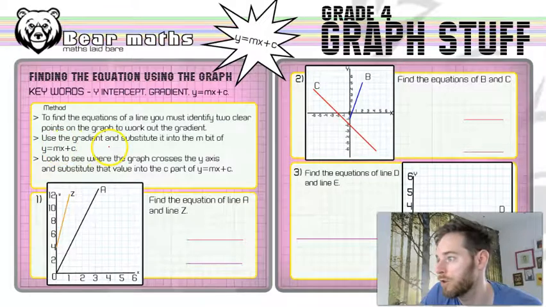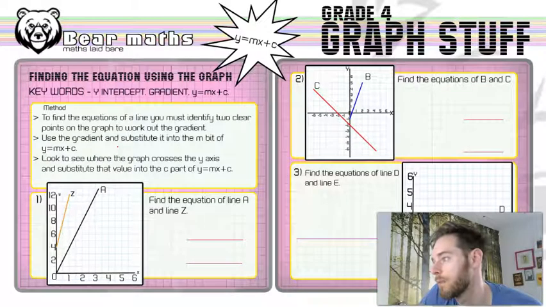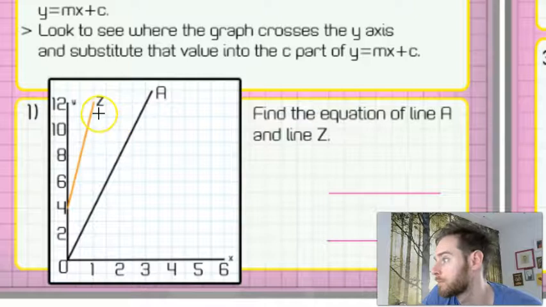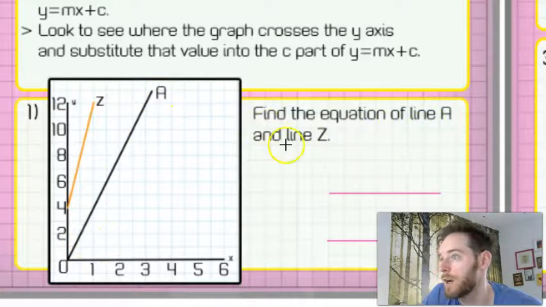Look to see where the graph crosses the y-axis and substitute that value into the c part of y equals mx plus c, all right? So using the graph is a relatively simple thing to do, all right? I will zoom into that first one for you and we'll have a look at that. Now, A first, find the equation of line A and then line Z.